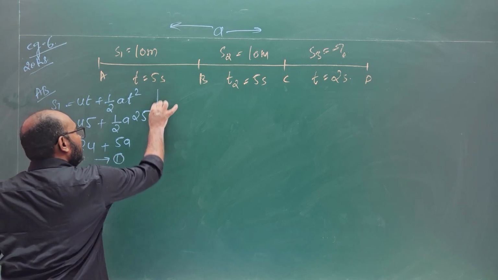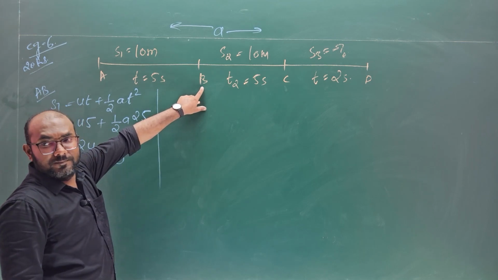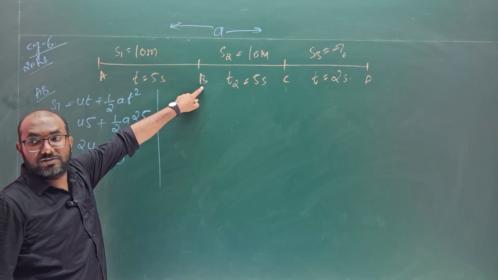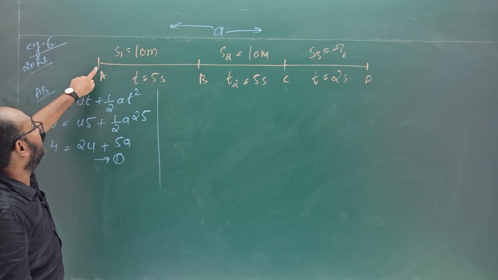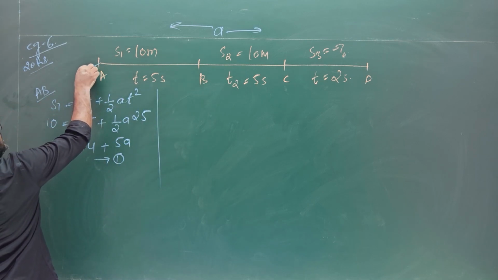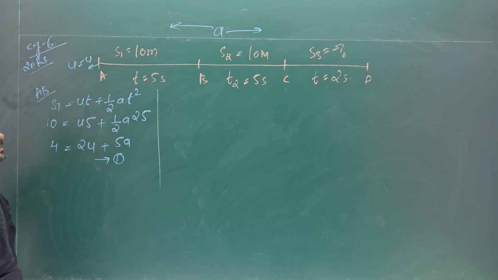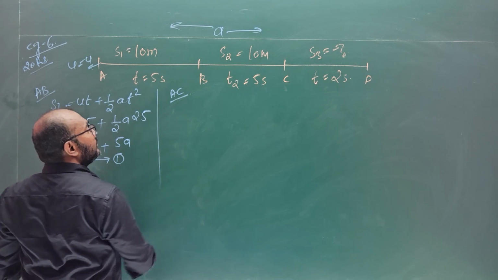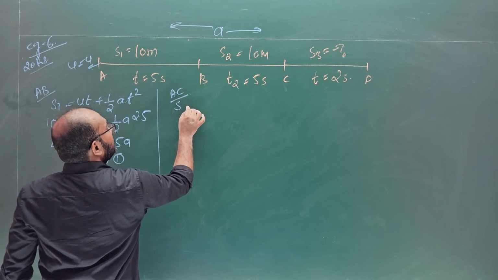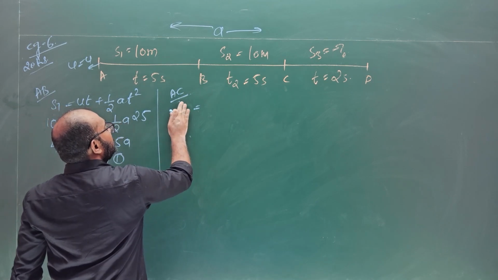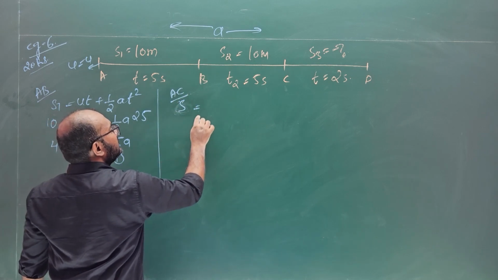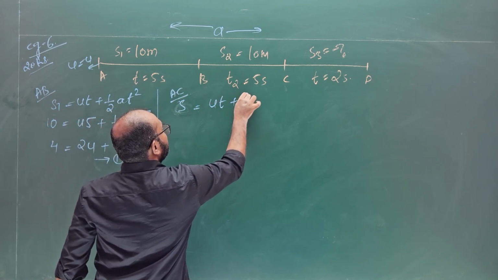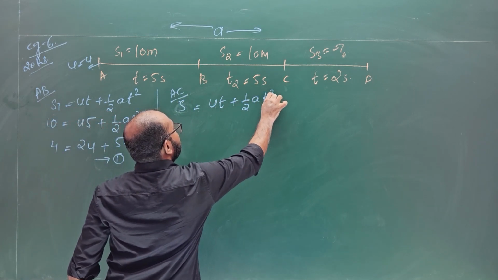Now, do you have the velocity at B? You don't have the velocity at B. But what you have considered as the velocity at A, you have considered here u is equal to u. So let us start from A to C then. So A to C, S is equal to ut plus half at square.